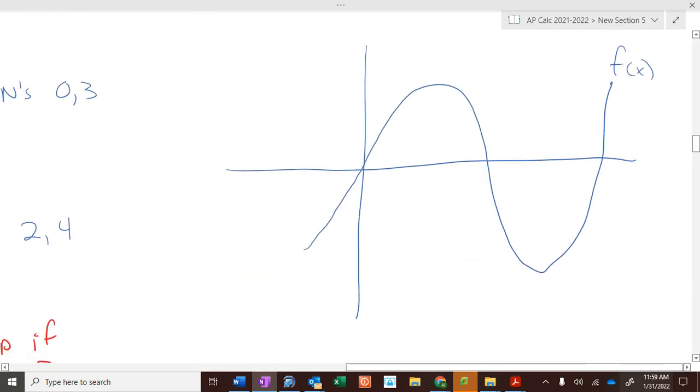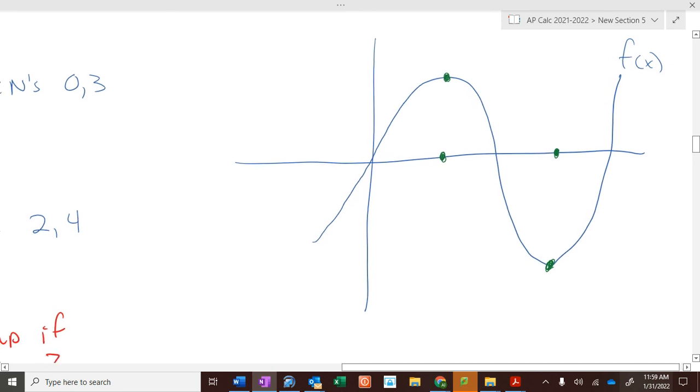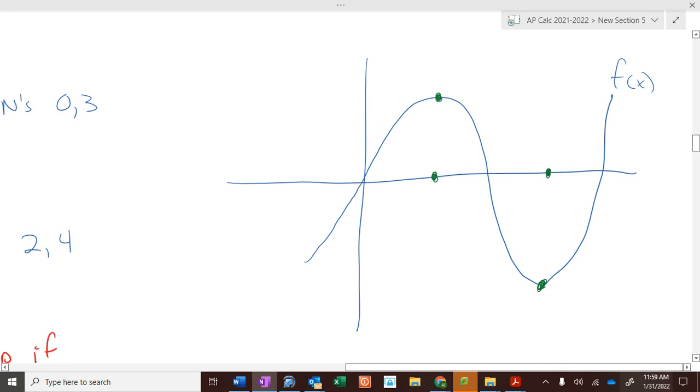If this is the normal function graph, what is this called? A maximum. So the first derivative of a maximum point would be right here. What is this point down here called? Minimum. The first derivative would be there. So what's happening is the slope is increasing till this point, decreasing till this point, and increasing, right? So the first derivative function would look like this.